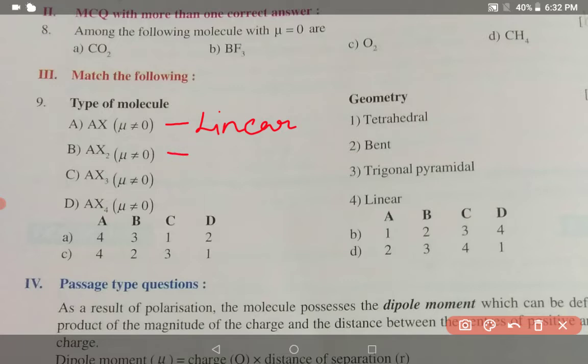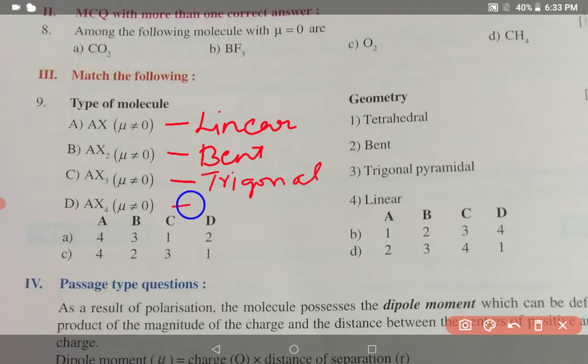Next AX2, it would be bent. Second one would be bent, second degree. And third one AX3 will be trigonal pyramidal. Trigonal, 3 is there, tri is there, so you can understand by that easily. So trigonal and pyramidal. Next is fourth one, that is D, AX4, where mu is not equal to 0.